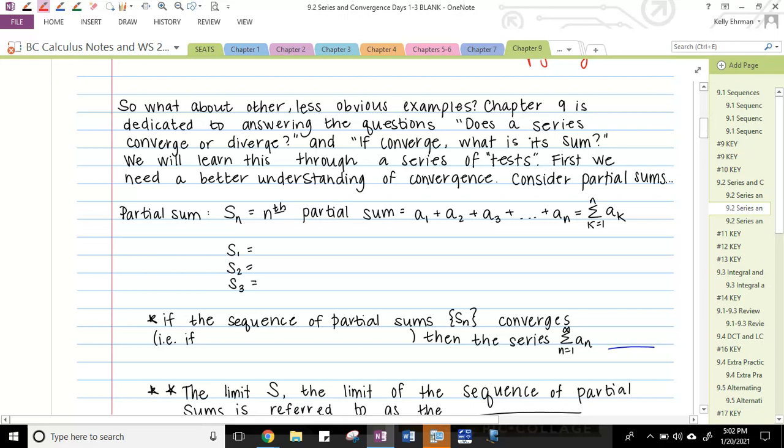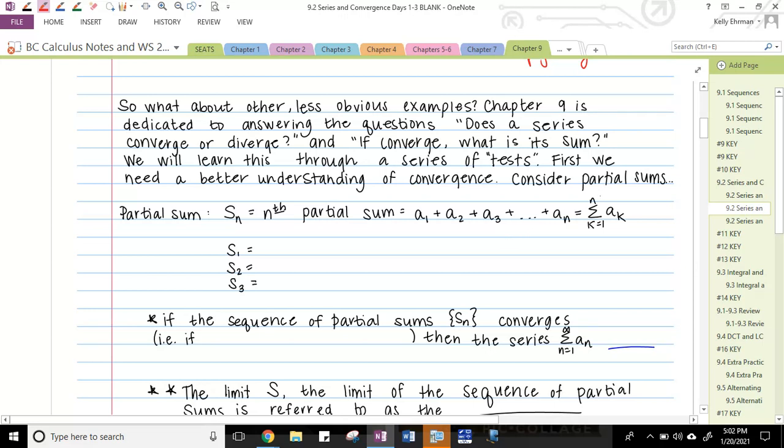All right, so what about some other less obvious examples? I wouldn't say those two are obvious, but anyway. This entire chapter is dedicated to answering, does a series converge or diverge? And if a series converges, what is the actual sum? What does it converge to? So there are a series of what we call tests to perform to figure out whether or not a series converges or diverges.